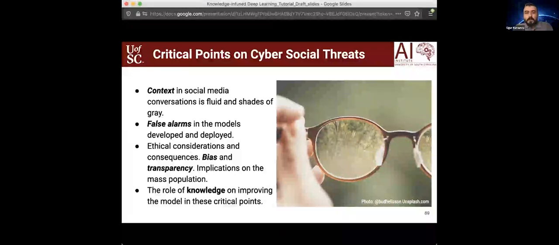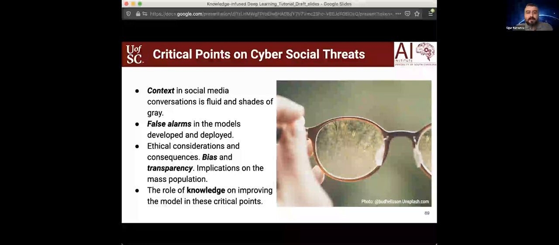First of all, the context in social media conversations, especially for cyber social threat problems. It can be a misinformation problem, a fake news problem, extremism, or harassment. For all these concepts or problems on social media, we don't have very clear definitions of them, or of the meaning of the concepts or the language that people use. There is no black and white; there are a lot of shades of gray in social media. So capturing the correct context is crucial to be able to model the conversations for these problems on social media.